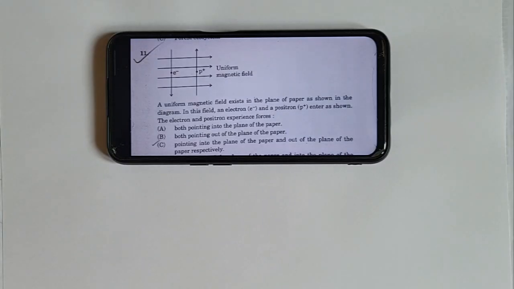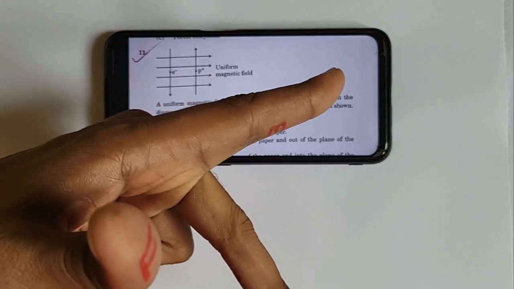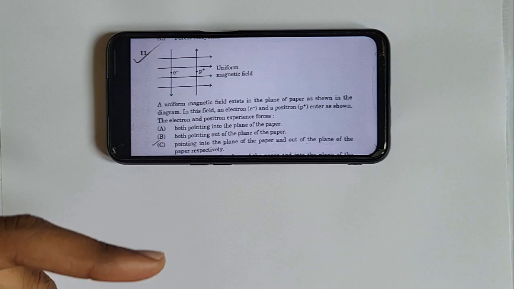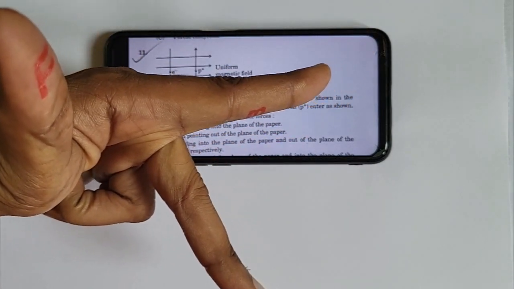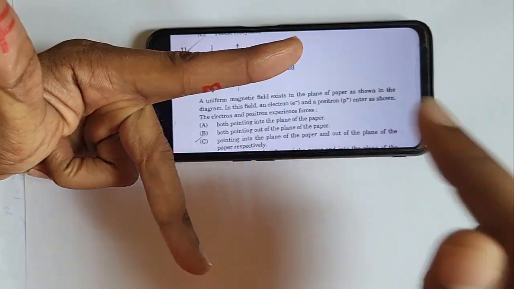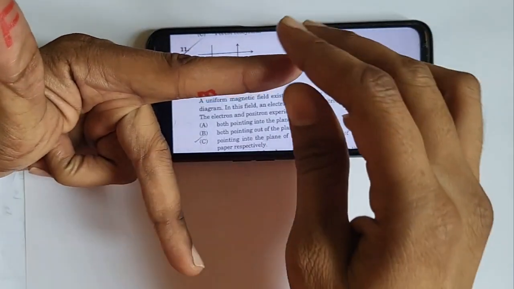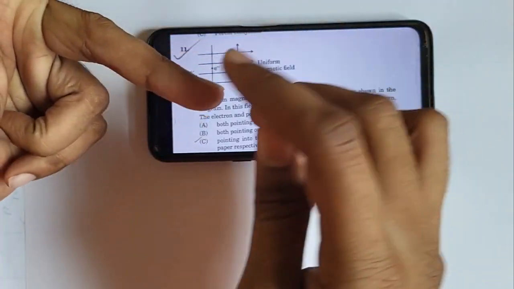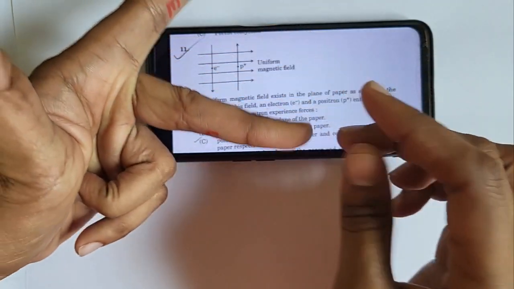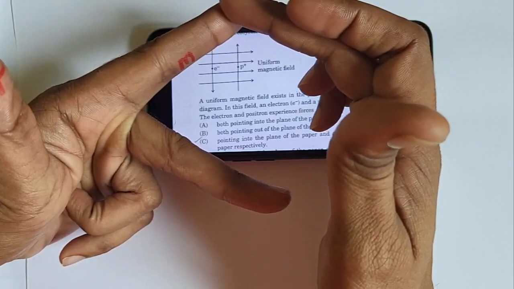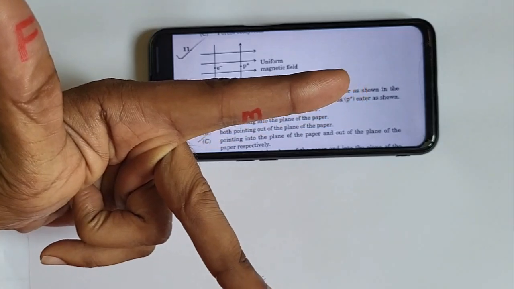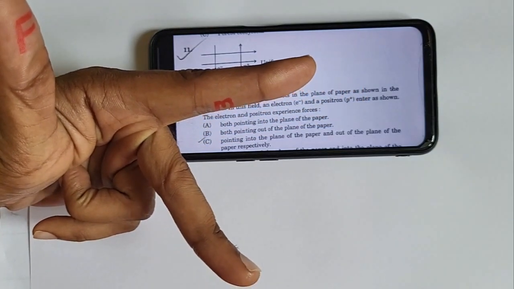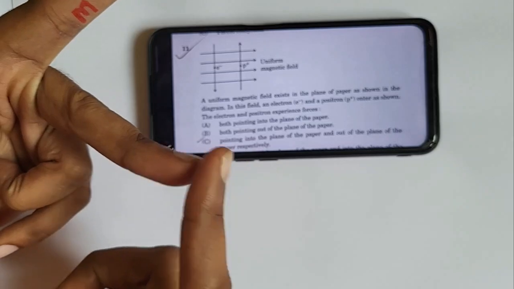What does Fleming's left hand rule state? Fleming's left hand rule states that when the forefinger, middle finger and thumb are placed mutually perpendicular to each other like this, then the forefinger should point in the direction of magnetic field and the middle finger should point in the direction of current. And when these two are aligned to the direction of magnetic field and current, then the thumb will point in the direction of force, right?